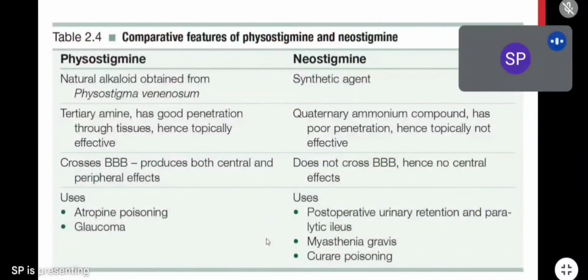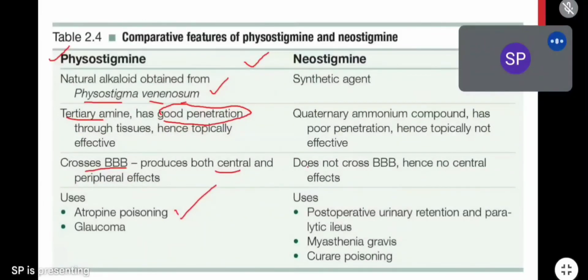Now you see, this is a little bit important. We should study the difference between physiostigmine, neostigmine and pyridostigmine. I'll add pyridostigmine also here. Just now I told, physiostigmine is obtained from Physostigma venenosum, from a plant, and it is a tertiary amine with very good penetration power. It crosses the blood brain barrier and produces central effects. It is used in atropine poisoning, that point we already studied.